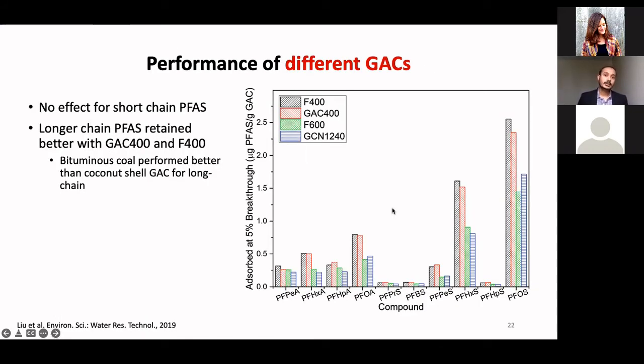Another study looked at the performance of different types of GACs in the treatment of PFAS. In summary, they found the type of GAC did not matter much for the removal of short chain PFAS. They performed similarly. However, longer chain PFAS was retained better by the F400 and GAC 400 types, which are essentially bituminous coal based GAC, compared to a coconut shell GAC for long chain compounds.